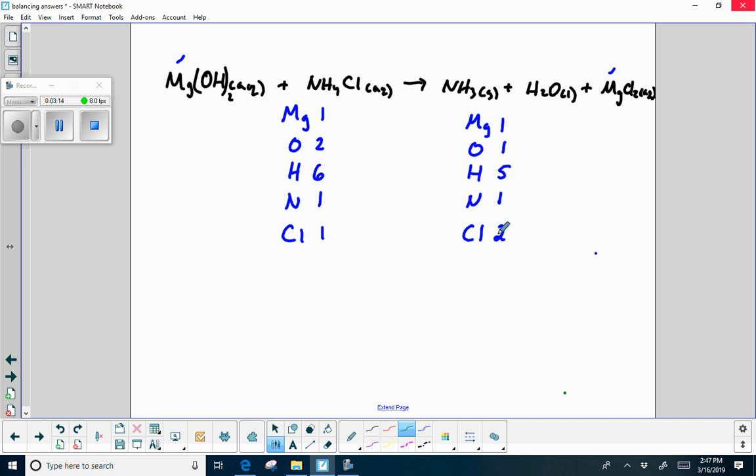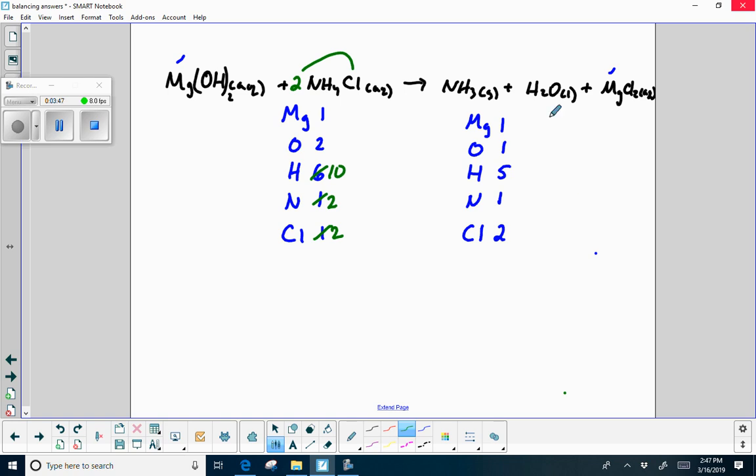So what I want to do is make sure the chlorines are even on both sides. I've got 2 chlorines here and I only have 1 there. So let's put a coefficient in front. I'll use a different color. I'll make this 2. When I do that, I'm going to get my 2 chlorines. So I'm okay there, but I've changed my nitrogens. Now I'm going to have 2 nitrogens, and I'm going to have 8, 9, 10 of these hydrogens. So we've made some things better, some things worse. That's okay. Let's look at the next thing that we can do.